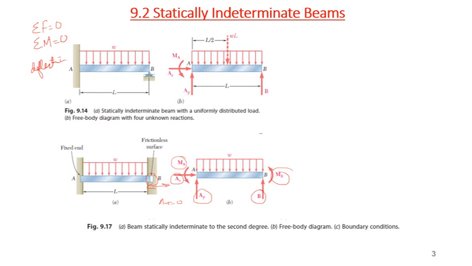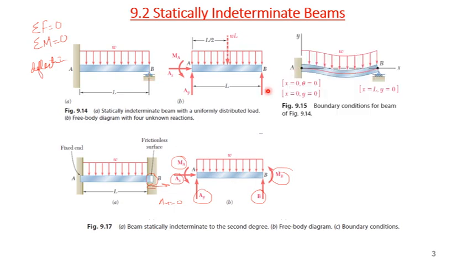For deformation, if you look at the above figure, what do we have? At A, the deflection is 0 as well as the slope. And at B, the deflection will be 0. Using these boundary conditions, we will get another equation.